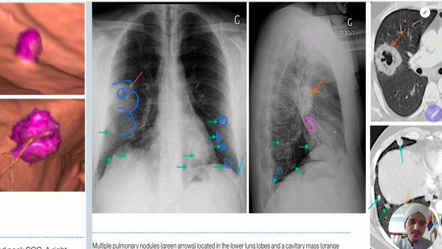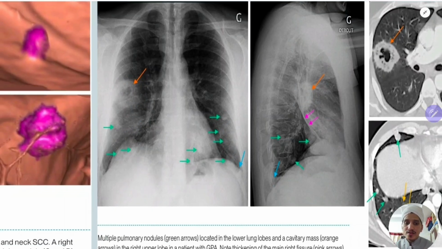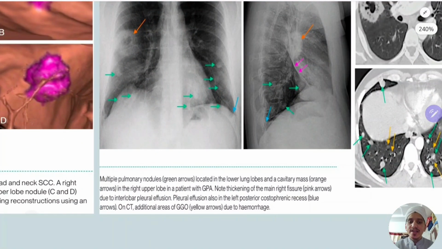Okay, in the lateral X-ray also you can see this is present in the middle compartment of the mediastinum, and this is the fissure. Okay, and you have some effusion here. So multiple pulmonary nodules located in the lower lung lobes and a cavitary mass in the right upper lobe in a patient with granulomatosis with polyangiitis. Note thickening of the main right fissure. Yes, this is the oblique fissure. You can see it is thickened. Okay, these arrows point toward that. This is thickened.